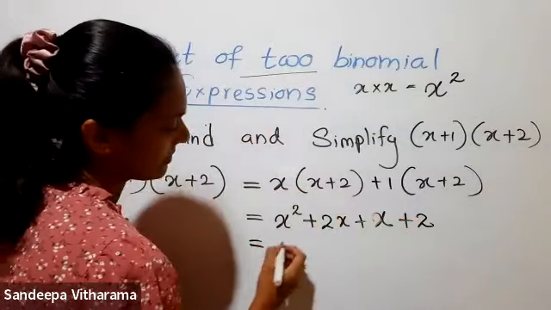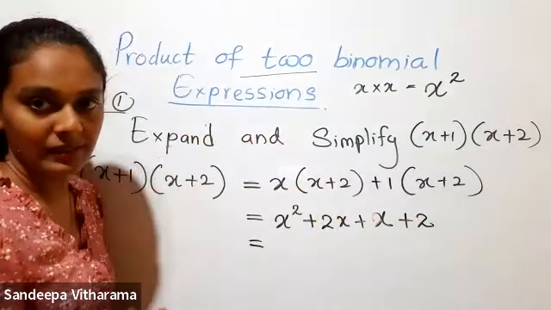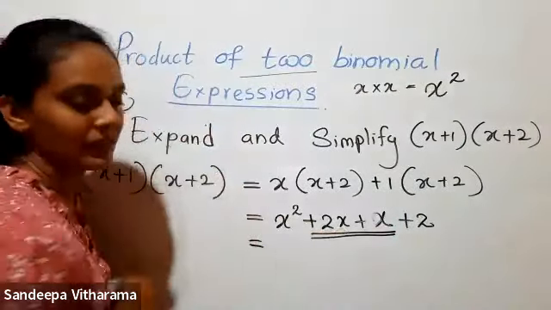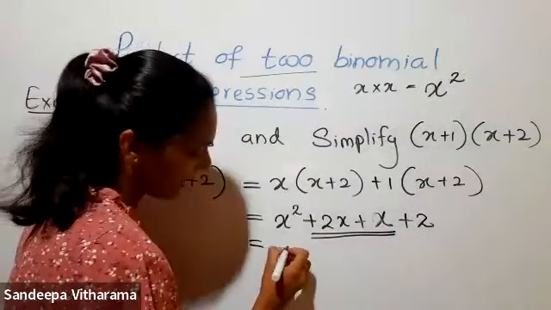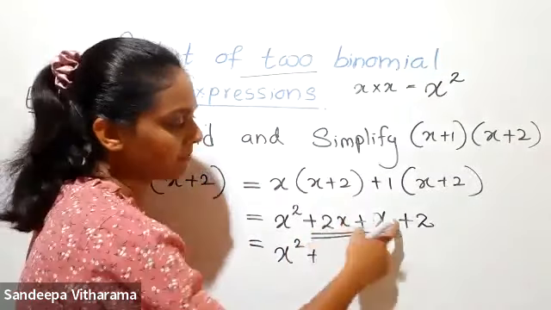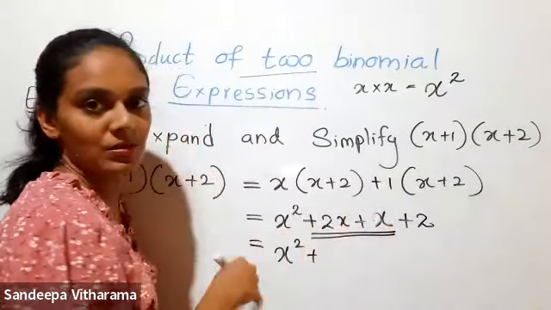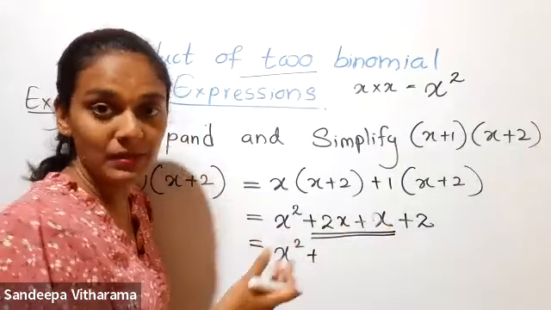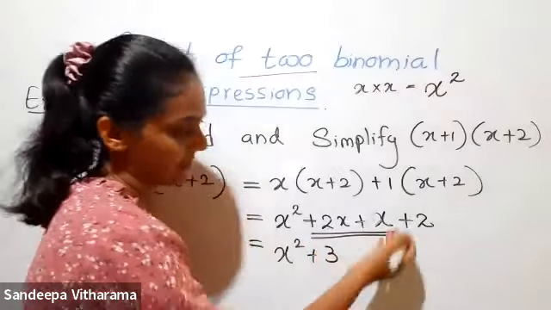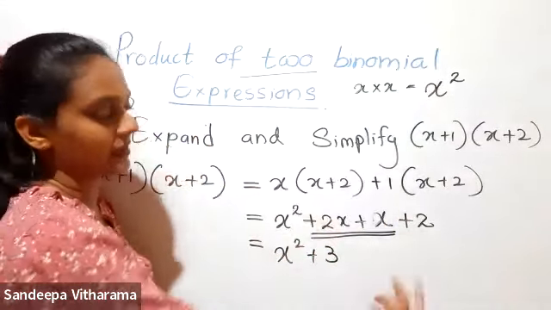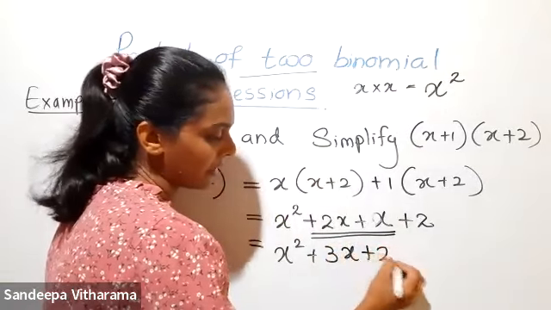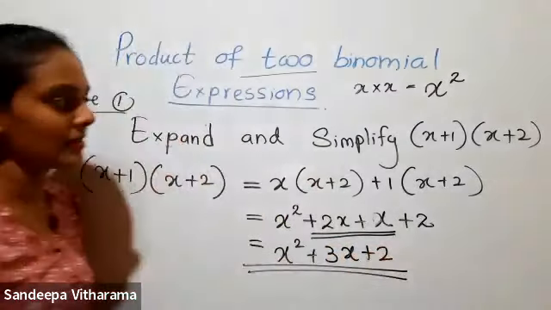Okay, let's add this. Then we can simplify. Look, there are two x terms here. Look at this carefully. There is an x squared term, and there are 2x and x. Then you can simplify this because you have to express this in its simplest form. x added to 2x: when one x is added to two x, it becomes 3x. Add 2. This is the simplest form.